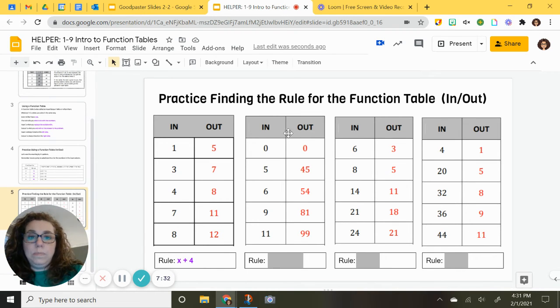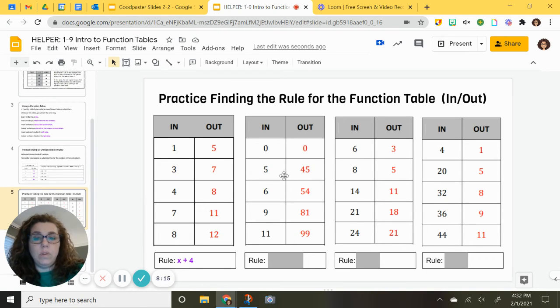So let's look at the next one. 0. Well, I could add 0 to get 0. But let's see if it works for the next one. 5 plus 0 is 45. That won't work. I'm seeing that this can't really be a subtraction one because the numbers over here are getting bigger. So since these numbers are small and these are getting bigger, it's definitely telling me I'm going for an adding or a multiplying. So I already tried adding and it didn't work. So 0 times what gives me 0? 0.